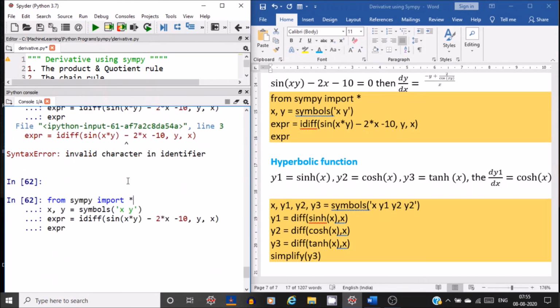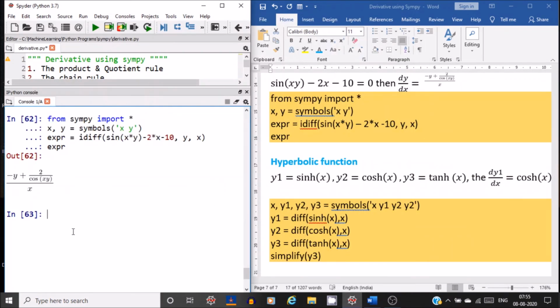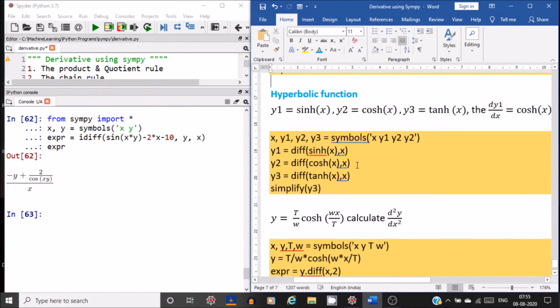So here the minus sign will be like this because I am copying it from the Word file, and you can see you can execute it. Okay, so this is the answer. So this is the differentiation of this particular equation. So here we have implemented the implicit function. Next we can see hyperbolic function.